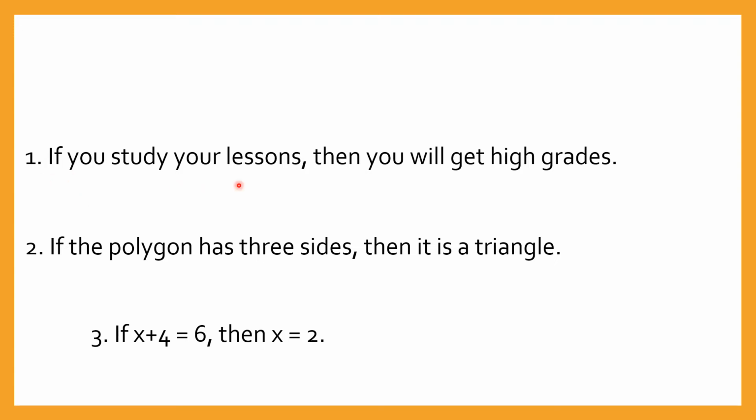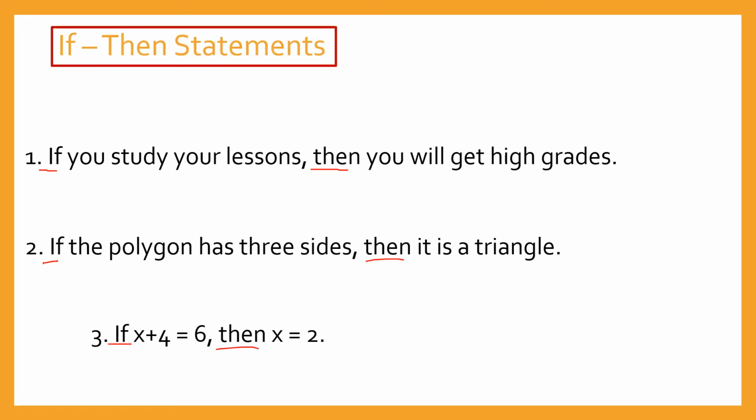Number 1, if you study your lessons, then you will get high grades. 2, if the polygon has 3 sides, then it is a triangle. 3, if x plus 4 is equal to 6, then x is equal to 2. So now, what words are common to the examples here? You notice they have if and also then. So this is an example of an if-then statement.